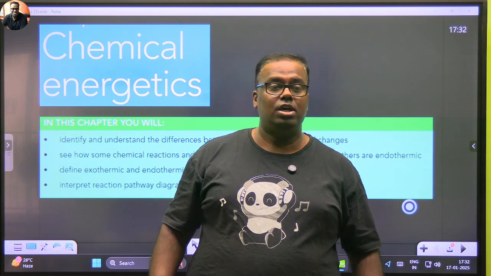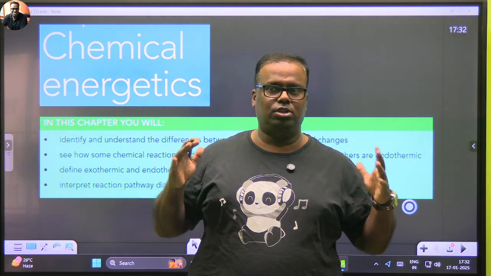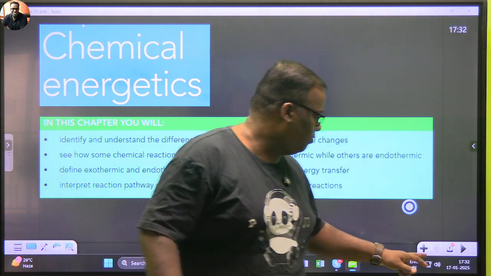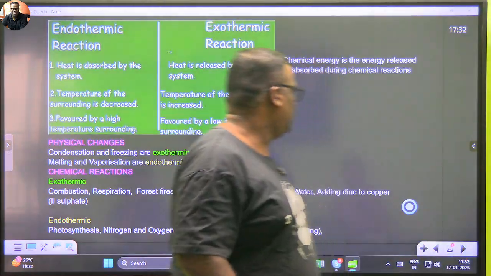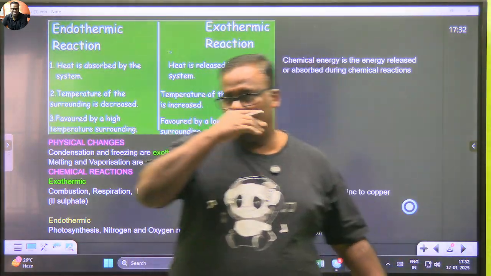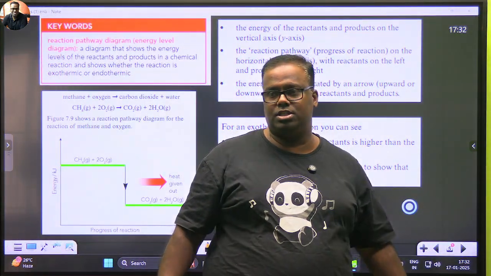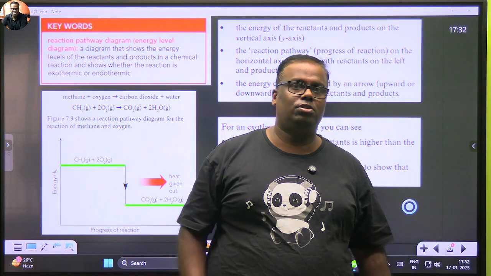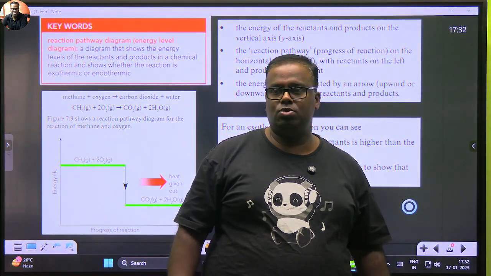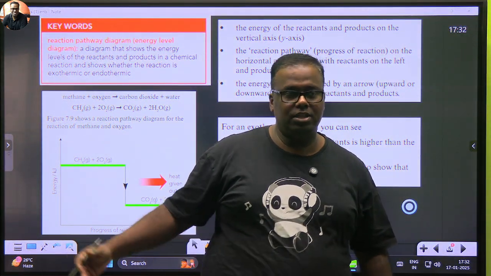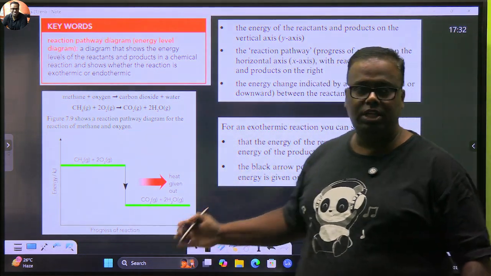Then we came to the reaction pathway diagram. Now this is important for us. In the reaction pathway diagram, what did we see? We saw that it is a plot of the energy of the reaction versus the reaction progress. So the energy of the reaction is plotted on the y-axis, which shows the energy in kilocalories, and the reaction progress is shown on the x-axis.